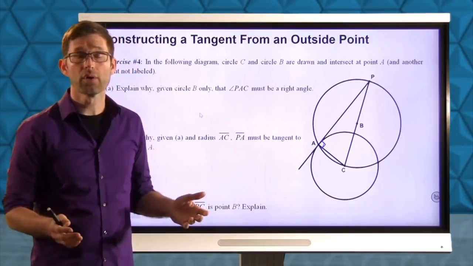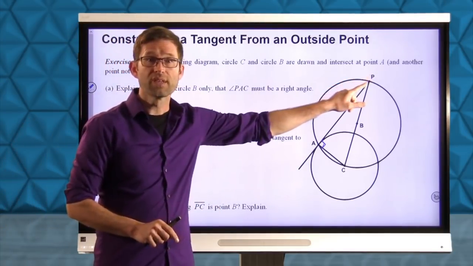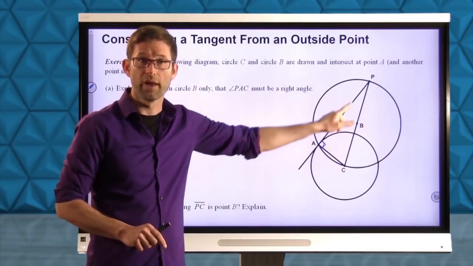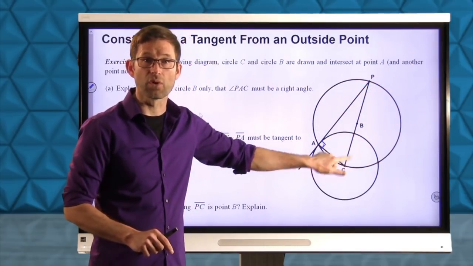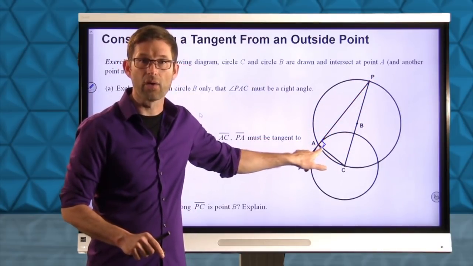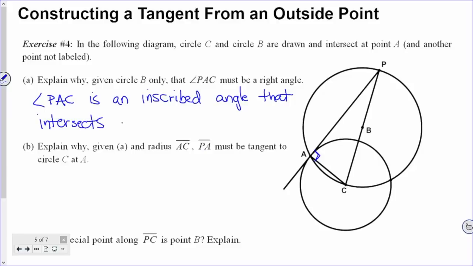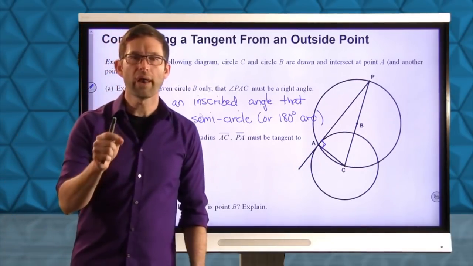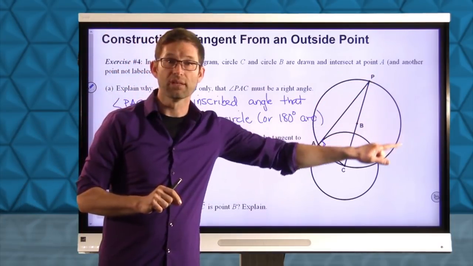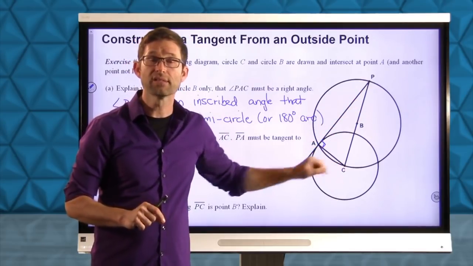All right. Well, this goes back to an earlier lesson in this unit. Thinking only about circle B, since PBC is a diameter, arc PC is a semicircle. And anytime you have an angle inscribed in a semicircle, that angle is a right angle. So angle PAC is an inscribed angle that intersects a semicircle, or 180-degree arc. We know inscribed angles are always 1/2 of the measure of their intercepted arcs. And since arc PC is 180 degrees, angle PAC must be 90 degrees.